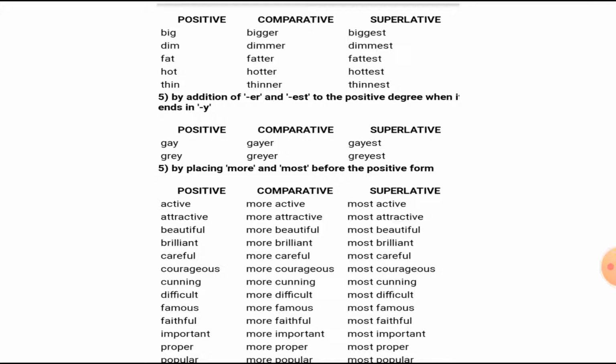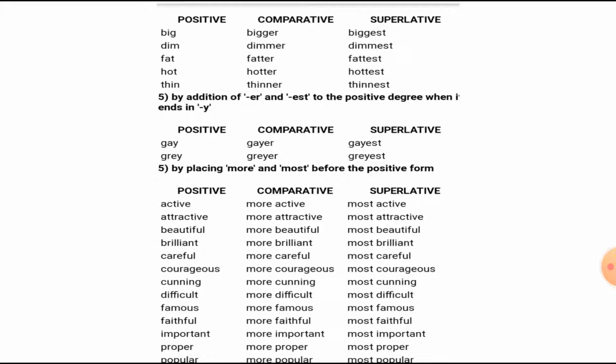Big, bigger, biggest. Dim, dimmer, dimmest. Hot, hotter, hottest. Thin, thinner, thinnest. By addition of er and est to the positive degree when it ends in y preceded by a vowel: Gay, gayer, gayest. Grey, greyer, greyest.